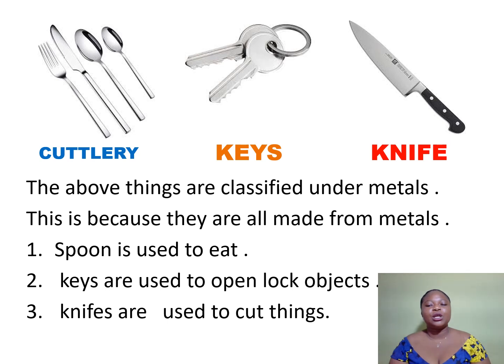The second one is keys. Keys are used to open lock objects. Okay? They are used to open lock objects like a car, our doors, and cupboards. Okay? The knives are used to cut things. We use knives to slice or to peel our oranges, slice our onions, slice our tomatoes. Yes. So all these things are classified under what? Metals. I hope you are following. Good.